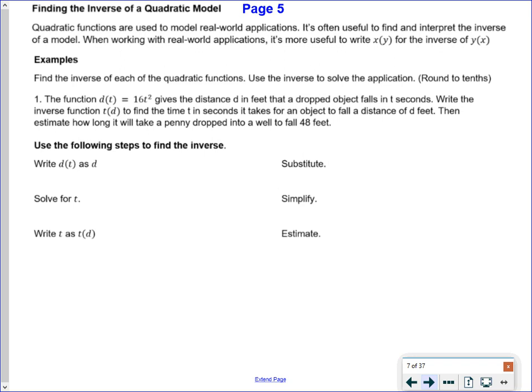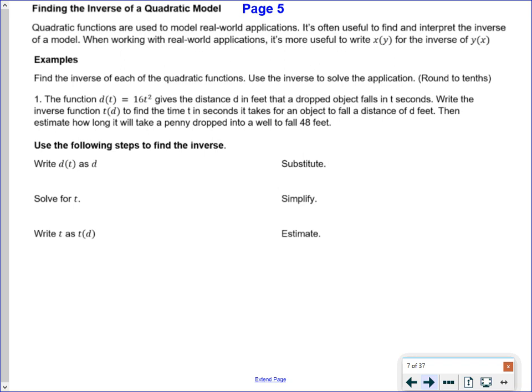So for number 1, we're told the function d of t equals 16t squared, gives the distance d in feet that a dropped object falls in t seconds. So that d of t equals 16t squared is saying the distance in terms of time is going to give us 16t squared. That's how you find the distance, by plugging in the time that it takes to drop. But what we're going to do is rewrite this function to be t of d. And we're going to do that so we can find the time it takes for an object to fall a certain amount of feet.